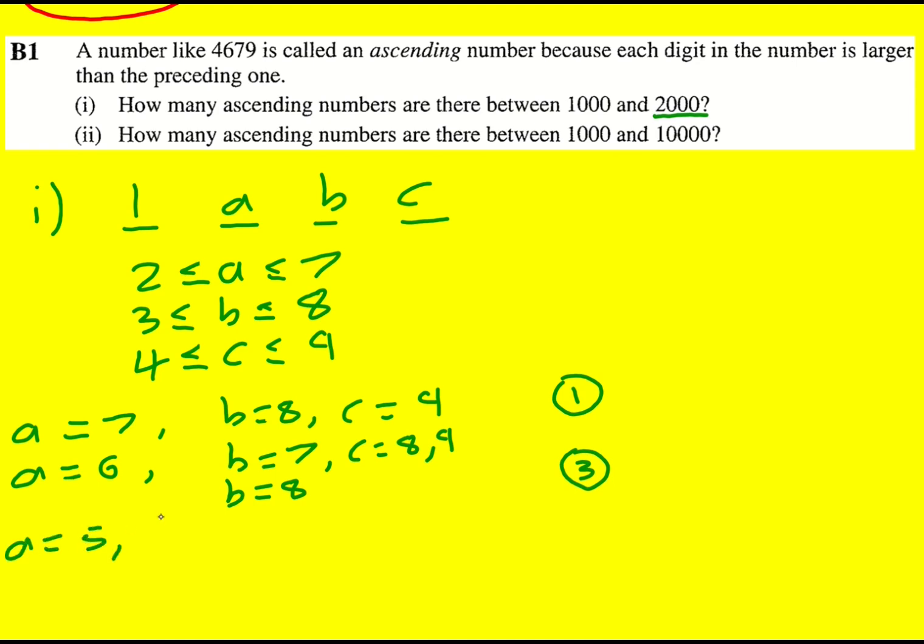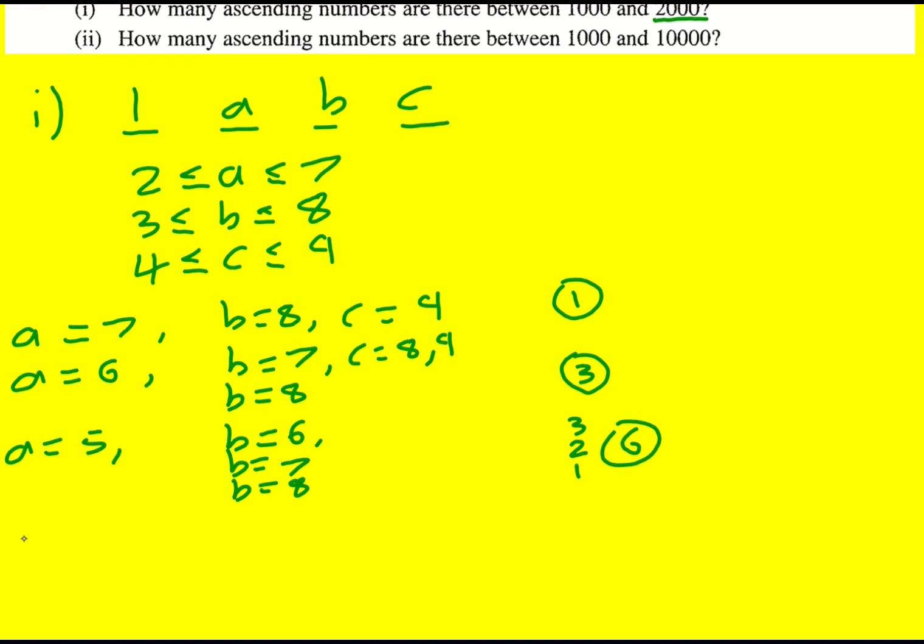A equaling 5, I could have B equaling 6, and then C could equal 7, 8, or 9. So I've got like a 3 here. If B is equal to 7, I've got my same two options I had there. And then B equaling 8, I've got my one option. So overall, I'm going to have 6. And you can kind of see a little pattern emerging.